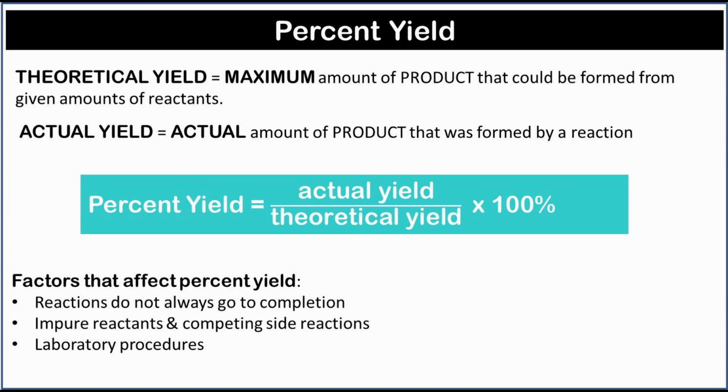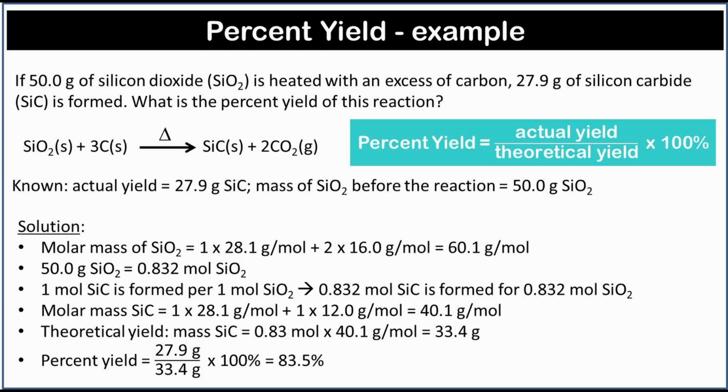The percent yield is defined as the ratio of the actual yield to the theoretical yield times 100%. The theoretical yield is the maximum amount of product that could be formed from given amounts of reactants. The actual yield is the actual amount of product that was formed by a reaction. Several factors may affect the percent yield, such as reactions not always going to completion, impure reactants and competing side reactions, and laboratory procedures. Let's calculate the percent yield in an example.